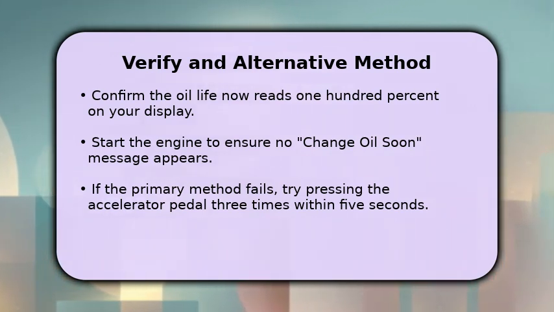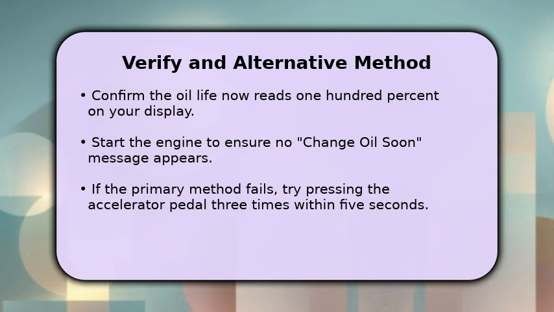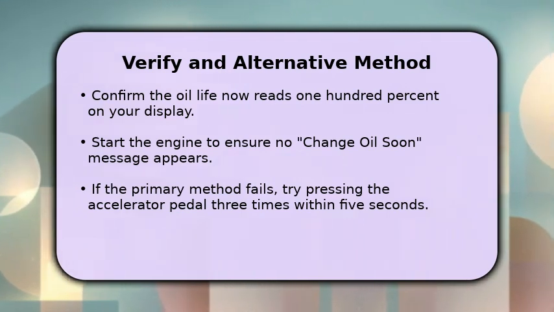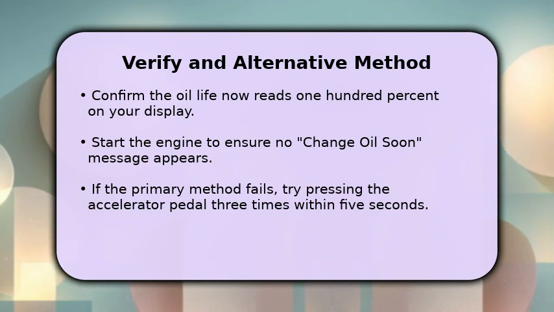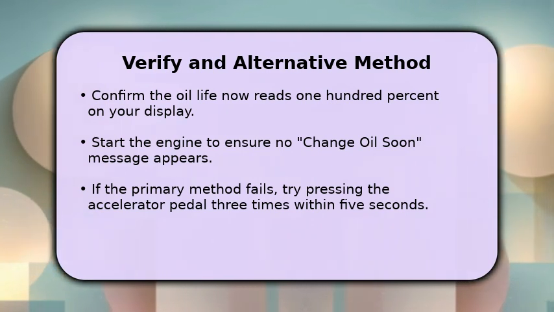If for any reason the steering wheel method doesn't work, an alternative is to press the accelerator pedal to the floor 3 times within 5 seconds while the ignition is on but the engine is off.